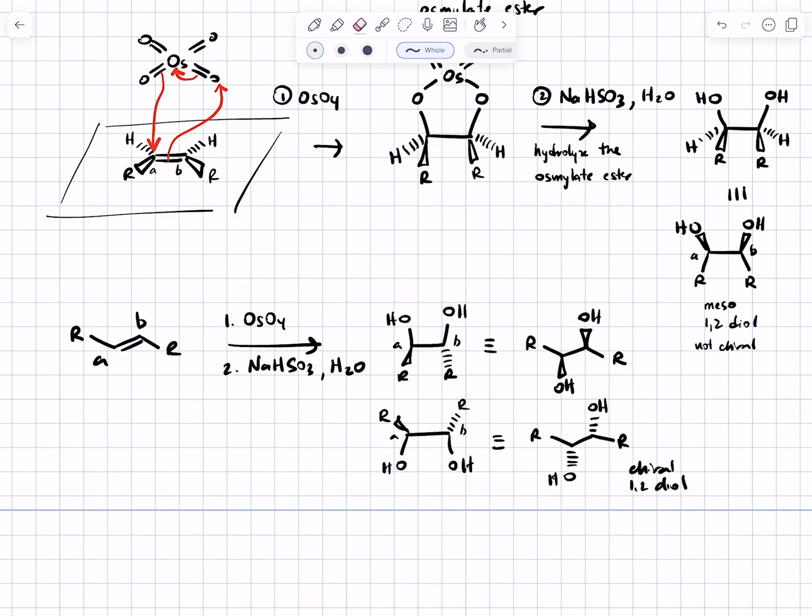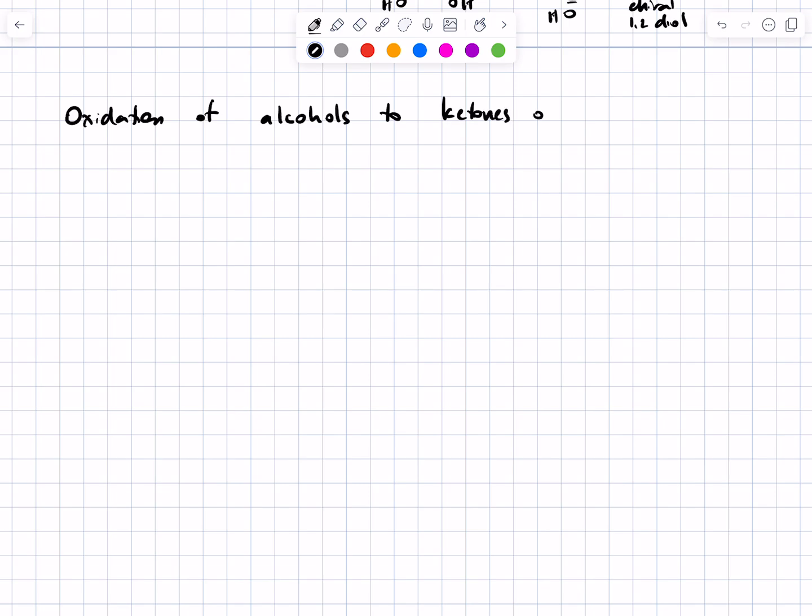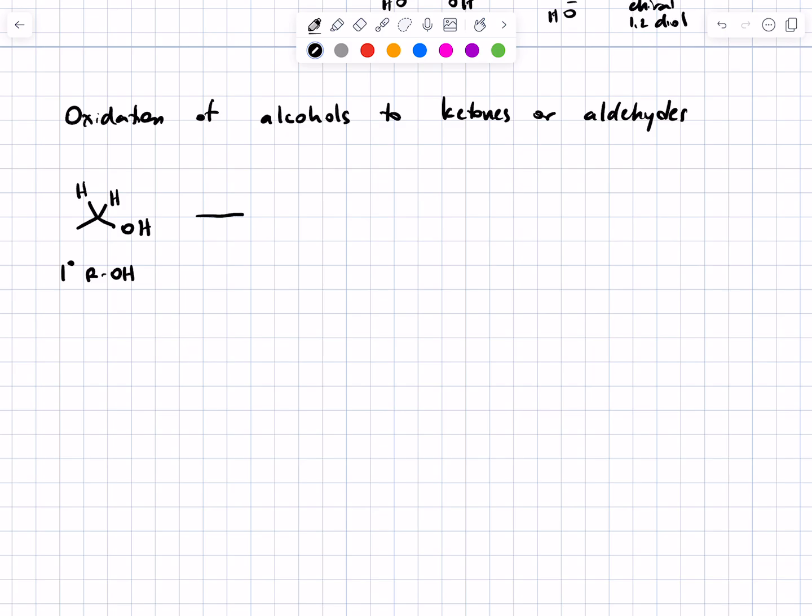So we have a couple more reactions to do in this chapter. These are going to involve oxidation of alcohols to carbonyl compounds. So we'll call this reaction oxidation of alcohols to either ketones or aldehydes. And whether it's a ketone or an aldehyde is going to depend on what the starting material is. If the starting material is a primary alcohol, we can oxidize to an aldehyde.